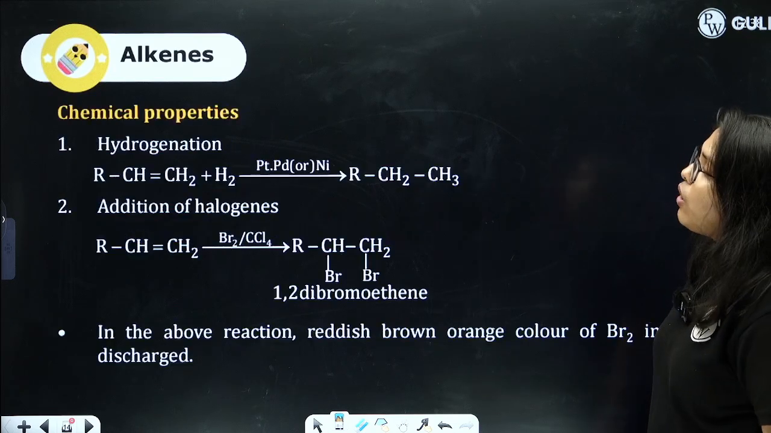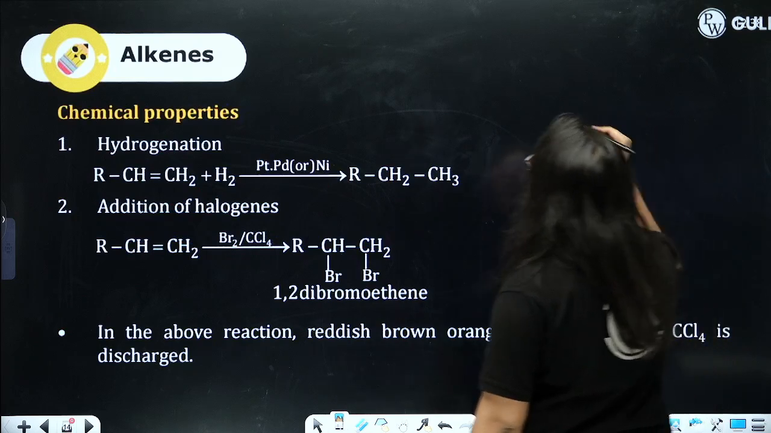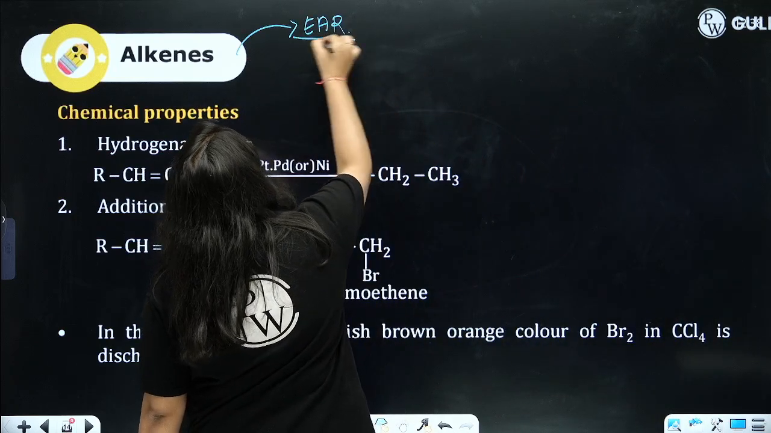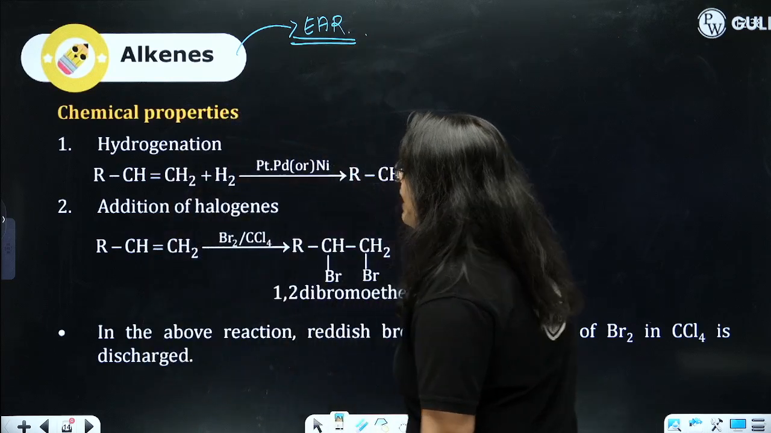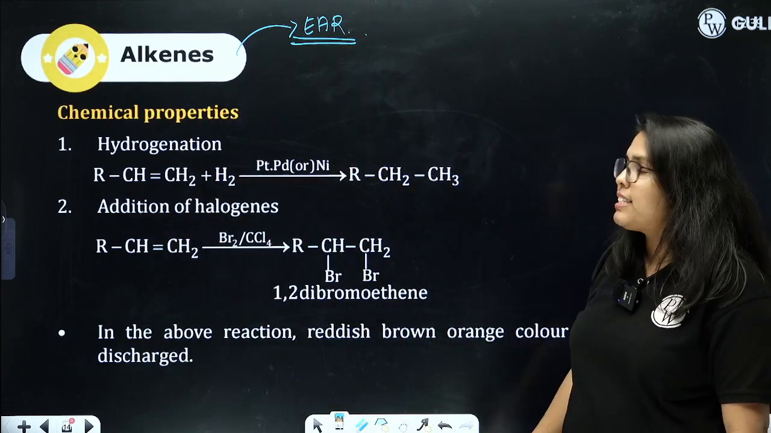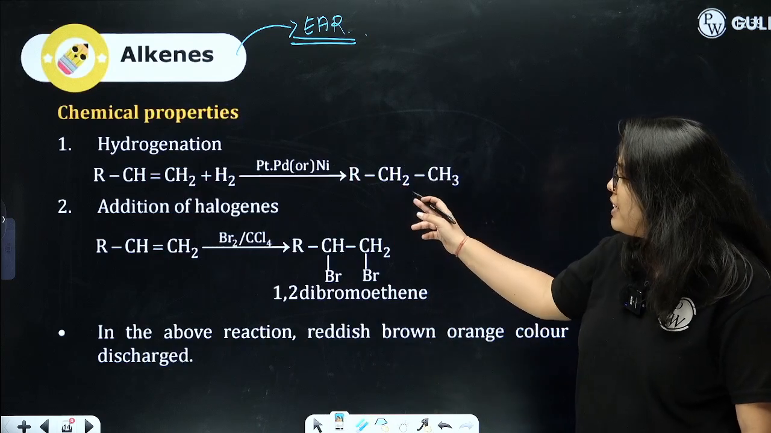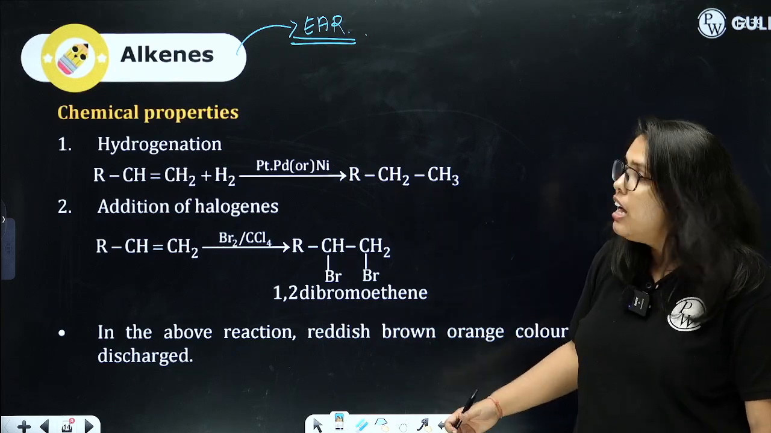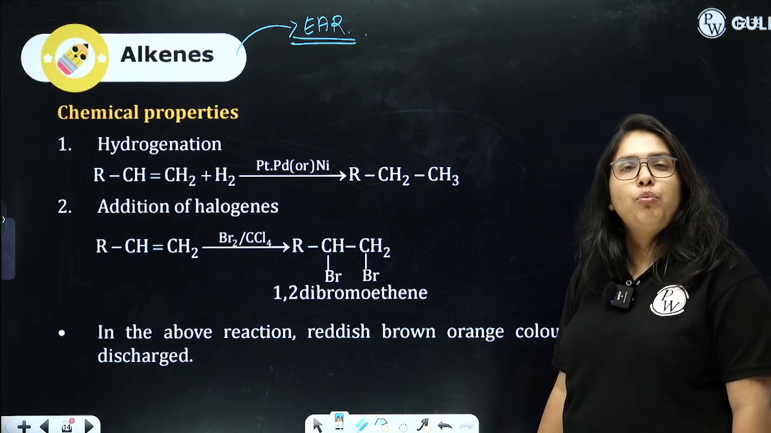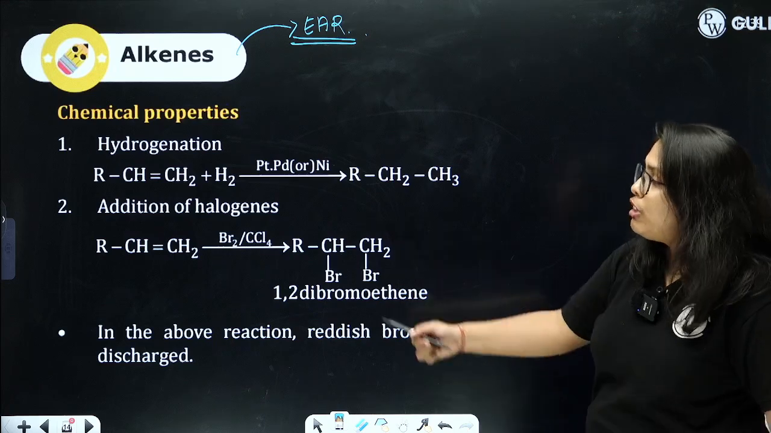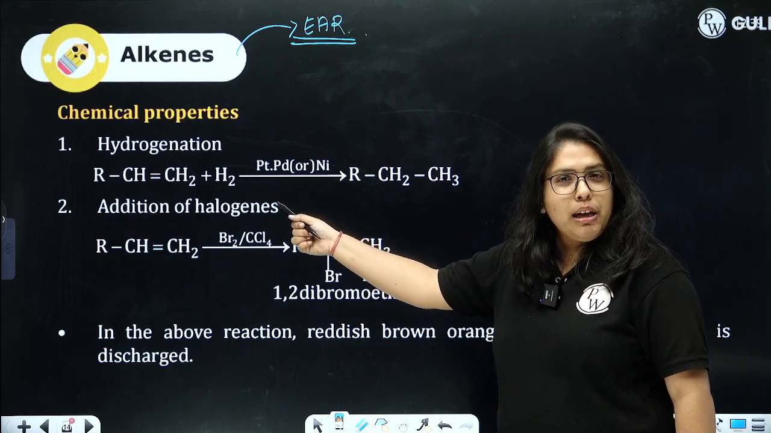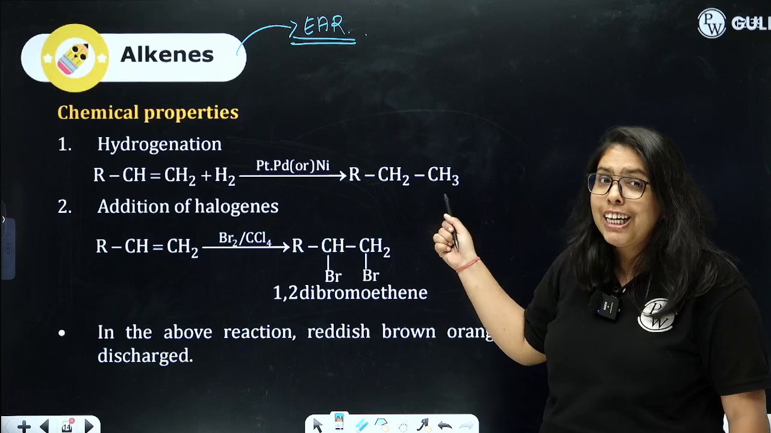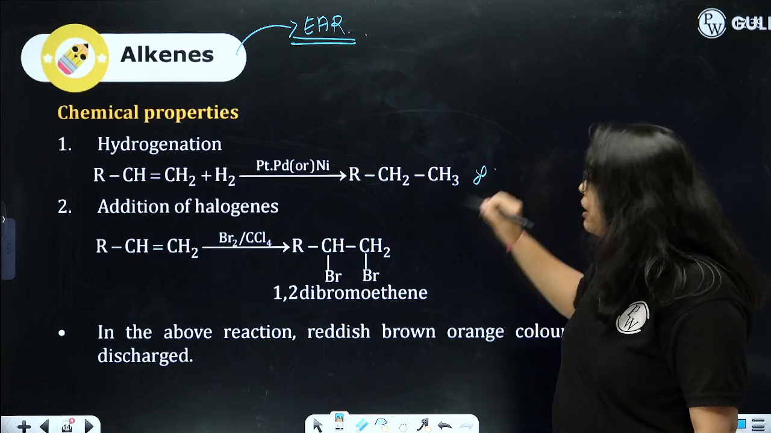Alright, now let's talk about the chemical properties. We are already aware that alkenes undergo electrophilic addition reaction. So, when hydrogenation takes place, hydrogen is added, and in turn you get your alkanes. Now, notice one thing. The chemical property of one is the method of preparation of the other. So, this particular chemical property of alkenes, is it not the method of preparation of alkanes, which you did learn about when you were learning alkanes? This is one thing that you need to keep in mind.